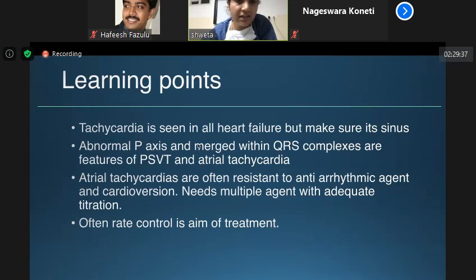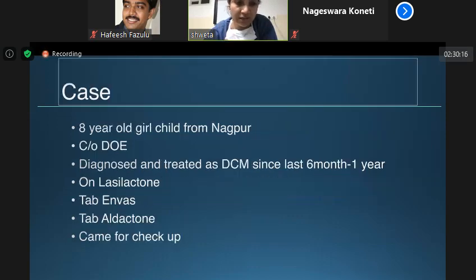So tachycardia is seen in all heart failure, but make sure it is sinus. To prove it's a sinus tachycardia, it should be positive in 1 and aVF. Abnormal P axis or P waves merged within QRS complexes are the features of atrial tachycardias, and they are often resistant to a lot of antiarrhythmic medication. So you need to adjust them categorically and carefully so that you don't produce drug toxicity, but achieve the desired level. Rate control is the aim of treatment initially, and then go ahead with the medicines which can convert them into sinus rhythm.